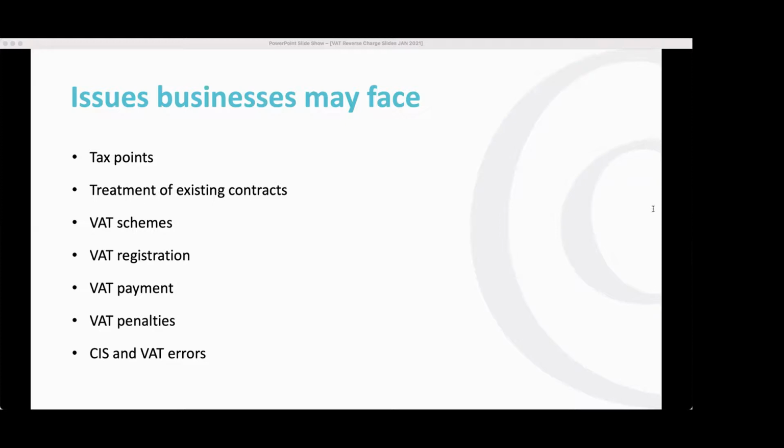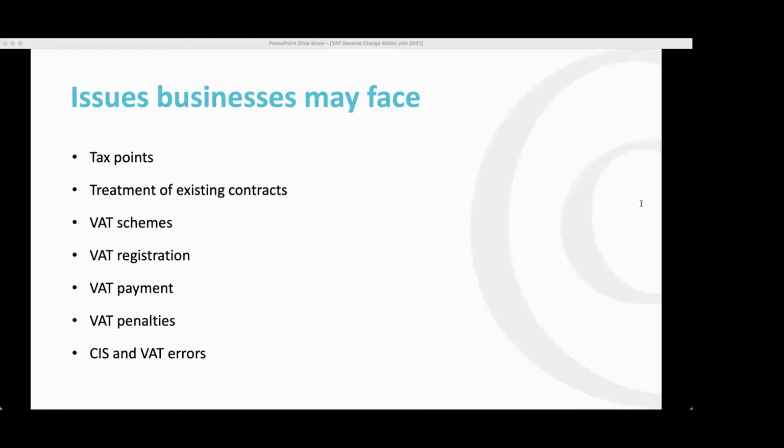VAT schemes. Cash accounting scheme cannot be used with the CIS reverse charge invoices. A business will need to review the use of flat rate scheme. If a business is likely to become a VAT repayable business, it will be beneficial for it to move to monthly VAT returns, as referred to earlier.